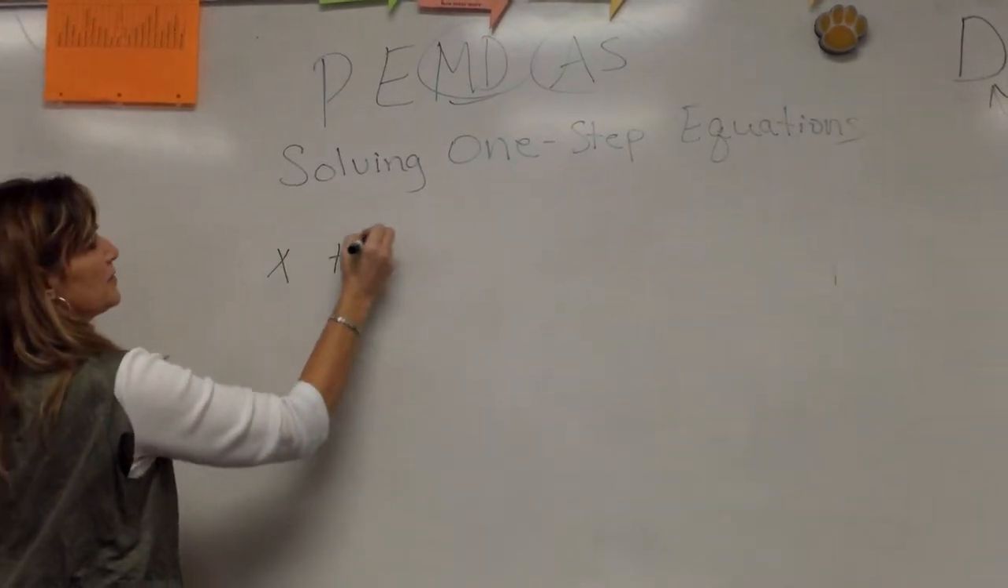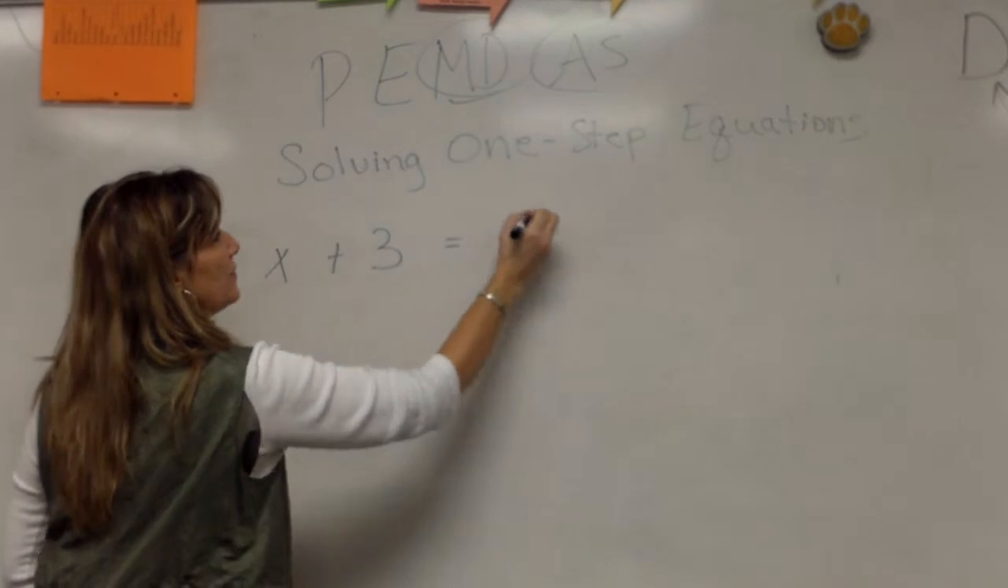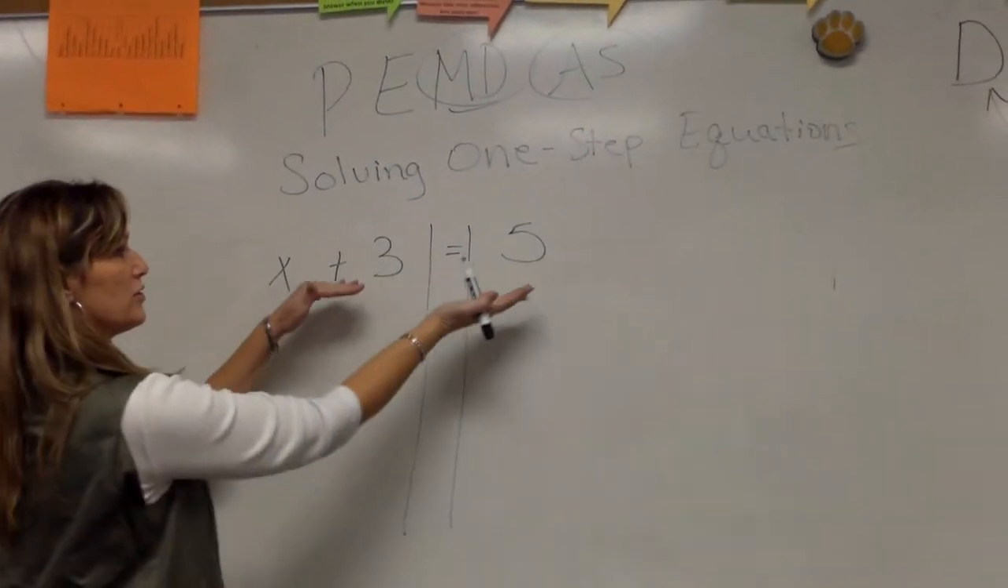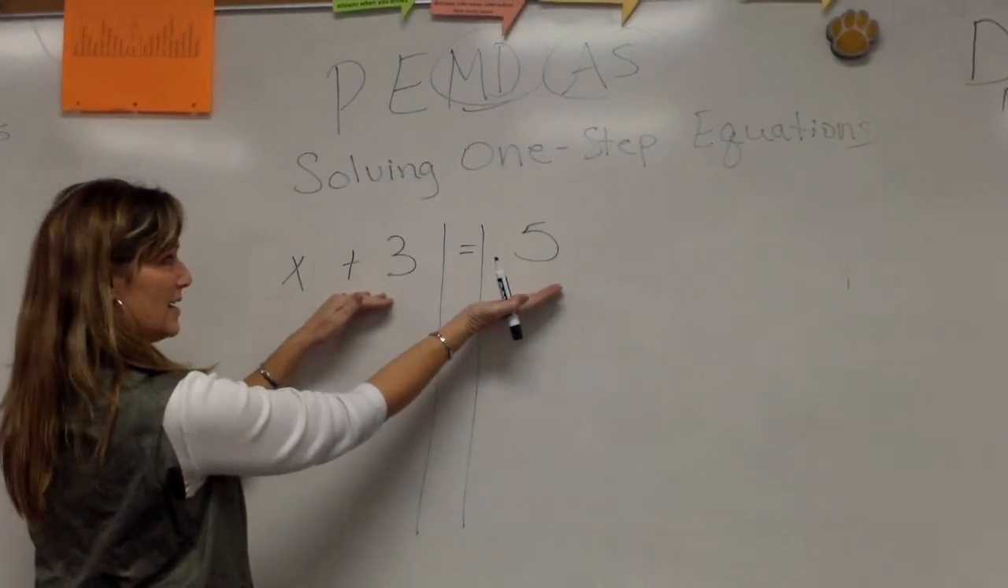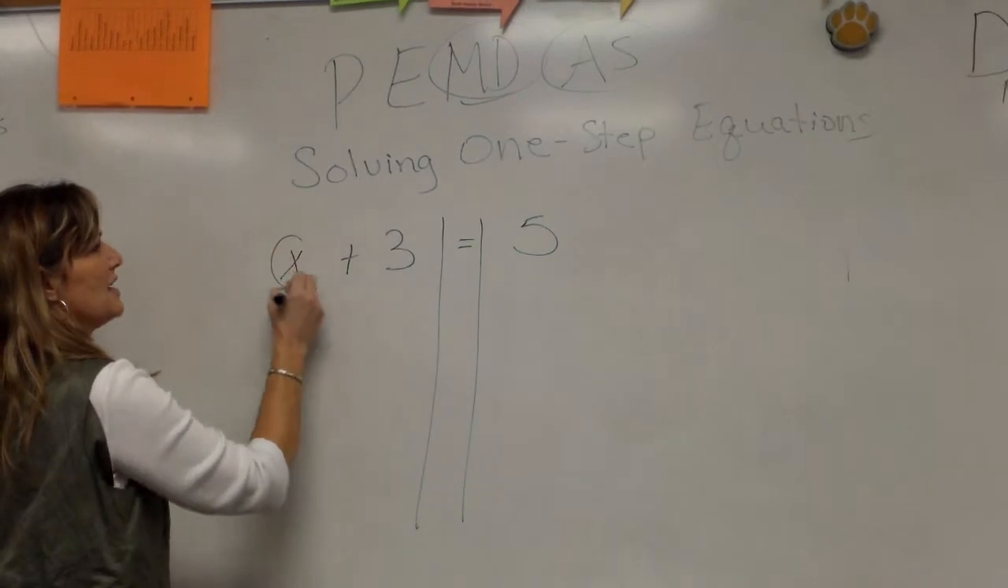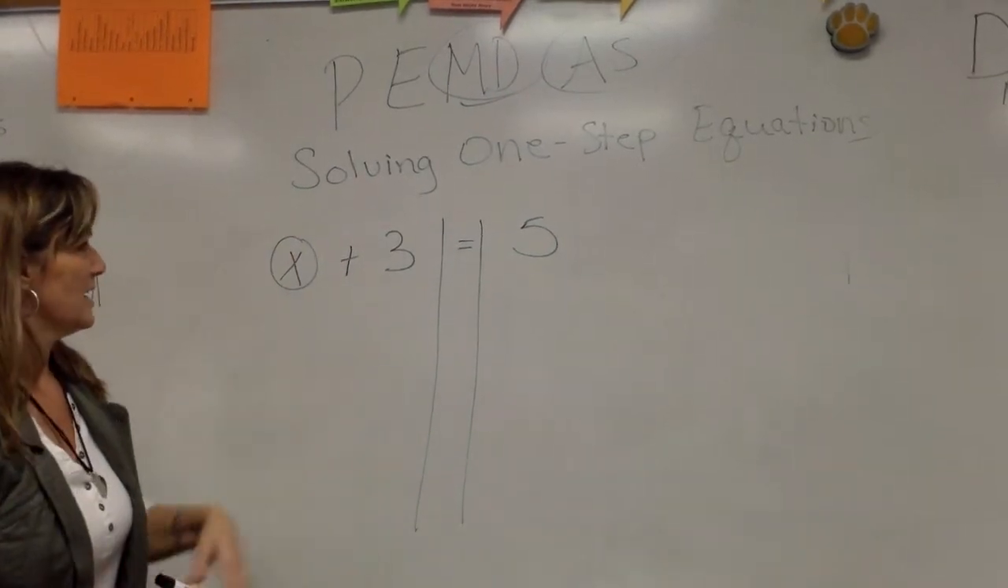Let's start with x plus 3 equals 5. I'm going to do what we call train tracks or choo-choo tracks to show both sides of the equal sign. This and this are equal, but I have to solve for x. I want my variable by himself.